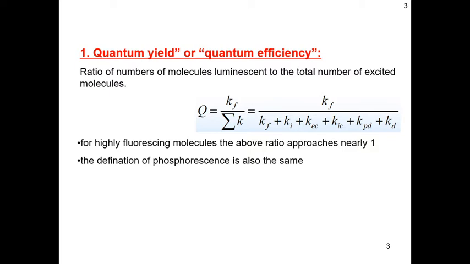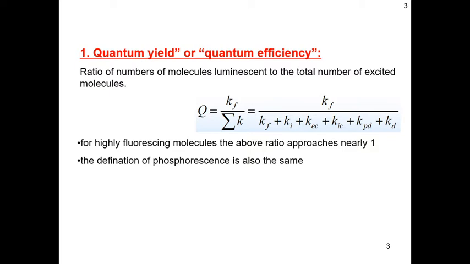Now for fluorescence and phosphorescence, this particular ratio that you can see on the screen is the ratio of the number of molecules that are luminescent to the total number of molecules that are excited. For highly fluorescing molecules, the quantum efficiency should approach 1, that is phi is equal to 1. When phi is equal to 0, the molecules will not fluoresce. The quantum efficiency phi for a highly fluorescent compound like fluorescein is 1 under some conditions.